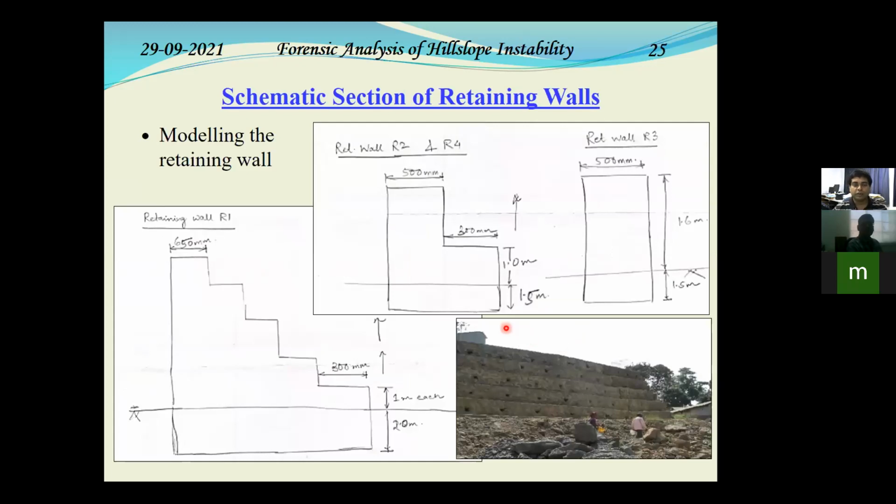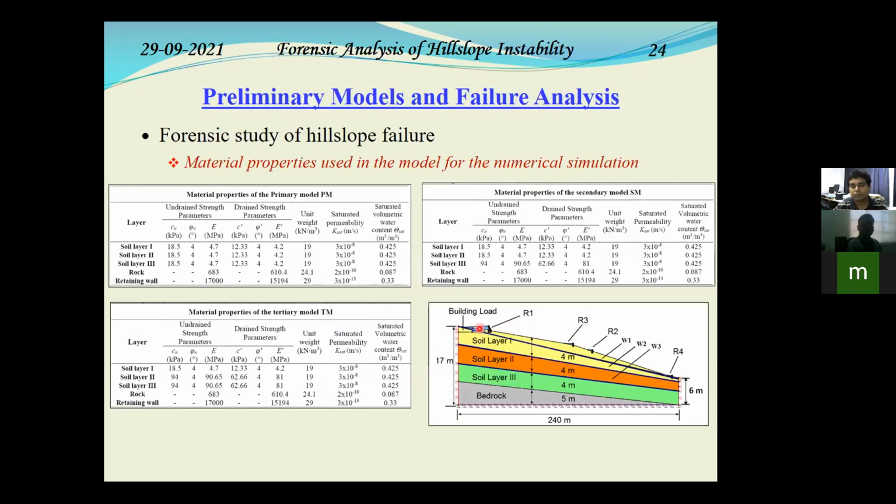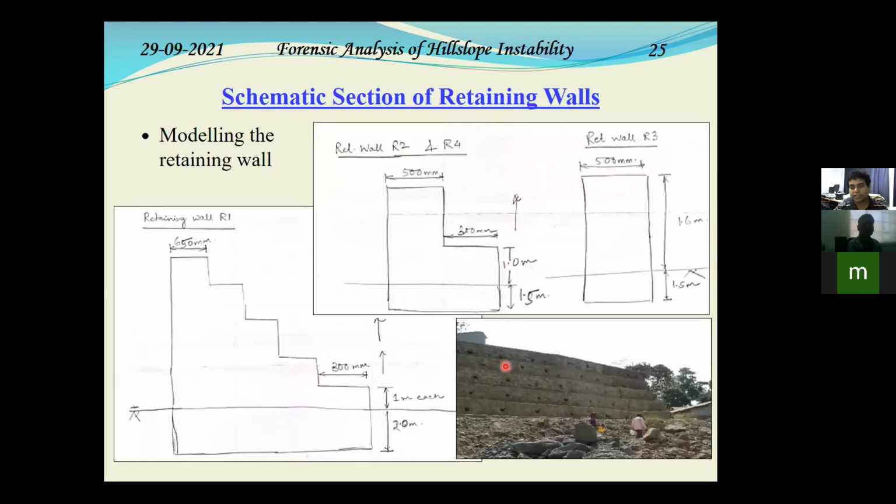Now, if you remember, I was talking about deciphering the chronological events, and one of the main importances of doing that is that when you do the modeling, you should follow the same sequence of events, and only then will you probably be in a position to figure out how the landslide had taken place. So we cannot basically put all the retaining walls together, and we cannot put all the building loads together and see whether it is triggering the landslide or not. It might trigger, but still the chronology of the triggering event will not be clear to us.